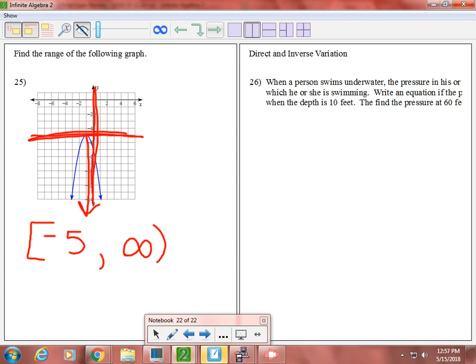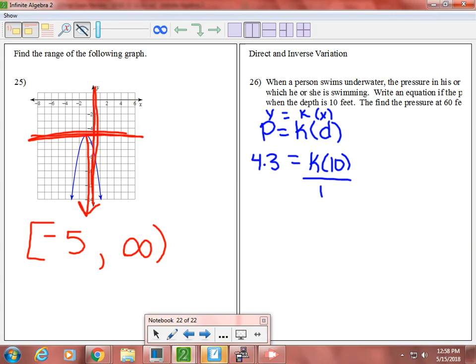Number 26 has to do with our variation. When a person swims underwater, the pressure in his or her ears varies directly with the depth. So the pressure is equal to K times the depth, because remember that's our equation for direct variation. For direct variation, we have y equals K times x. So I just plugged in the things that it says. So write an equation if the pressure is 4.3, and then we don't know our K value, when the depth is 10. So you're going to divide by 10 and get 0.43 is equal to K. So that's part 1.